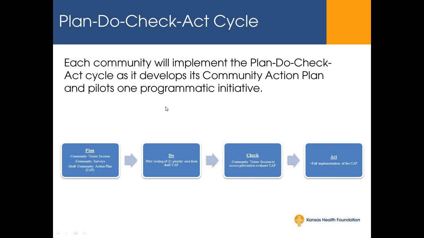So during the planning stage, there'll be a community visioning session. There'll also be community surveys, and then you'll draft the community action plan. And then during the do phase, there'll be pilot testing of the priority area from the draft community action plan. And then you'll be checking. There'll be the community visioning sessions again to assess the pilot and reevaluate the community action plan. And then lastly, there'll be full implementation of the community action plan. But we anticipate that this cycle will be repeated throughout both the demonstration phase as well as the implementation phase.